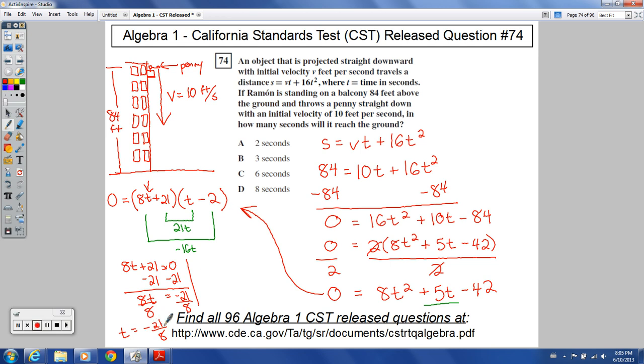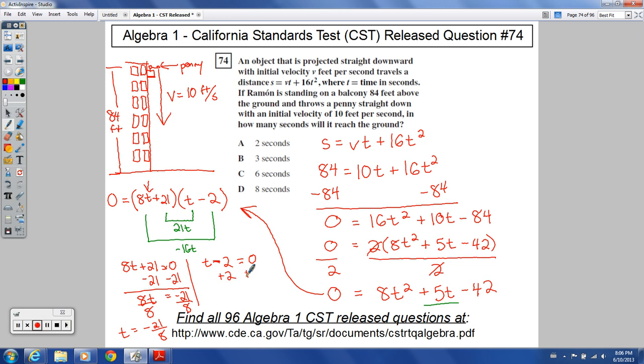But t as a negative 21 over 8, that's like negative 2 and 5/8 of a second. Negative 2 and 5/8 of a second. What does that even mean? It took Ramon negative 2 point whatever seconds to throw that down? I don't think so. Negative 2.625, I guess, is what that would be. Yeah, not so much. But t minus 2, we can set that equal to 0.